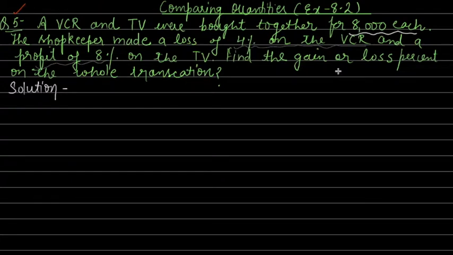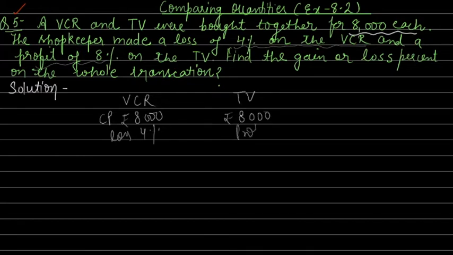So first, before we begin with the solution of the question, there are two items, right? VCR and TV. Okay, and CP of VCR is given as 8,000 and CP of TV is also given as rupees 8,000. Now here there is a loss of 4% and in this case there is a profit of 8%. Now we need to see overall loss or gain in the transaction.